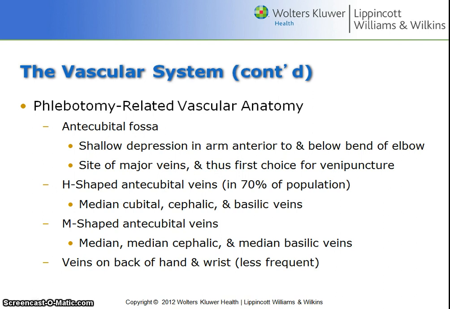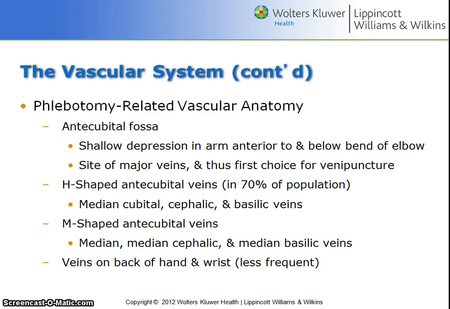Alright, so here's some vascular anatomy particular to phlebotomy. The antecubital fossa is the shallow depression in the arm anterior to and below the bend of the elbow. This is the area you will be drawing from the most. Site of major veins, and thus the first choice for venipuncture.